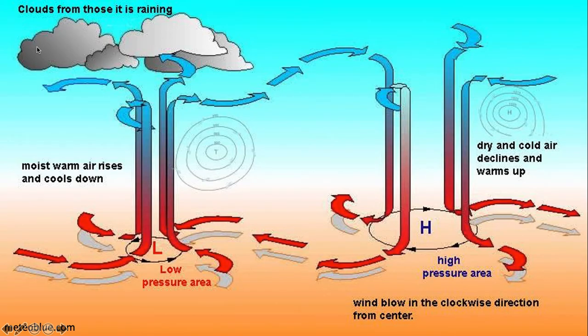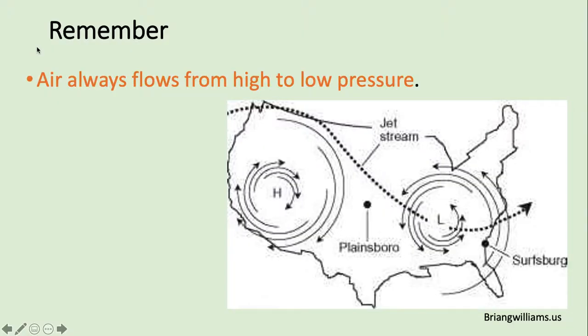And here's a closer look at that diagram. Low pressure center, air is rising, cycling counterclockwise. At a high pressure center, air is sinking, cycling clockwise. And remember that air always flows, or wind always blows, from high to low pressure.